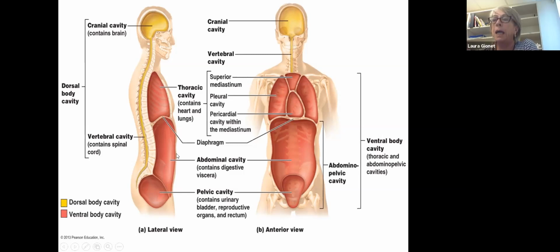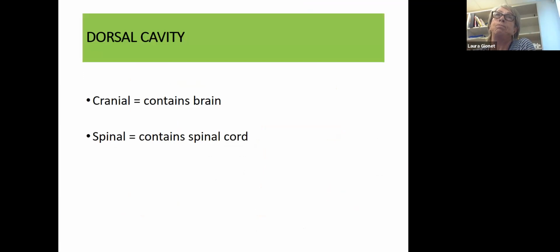All right. The thoracic cavity, when we're looking at the anterior view over to the right-hand side, now you can see where the heart would be located and the two lungs. So we have a pericardial cavity and pleural cavities. The mediastinum is really a region between your sternum and your spine. It's not technically its own cavity. So the dorsal cavity includes the cranial and the spinal cavities. The cranial cavity contains the brain, and the spinal cavity contains the spinal cord.